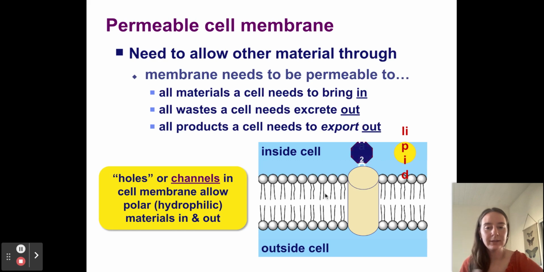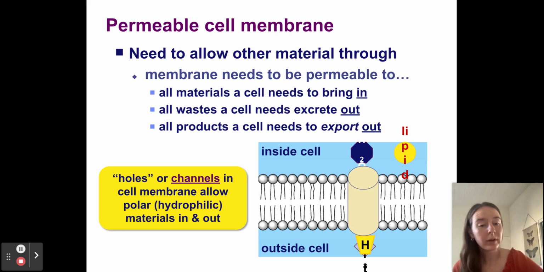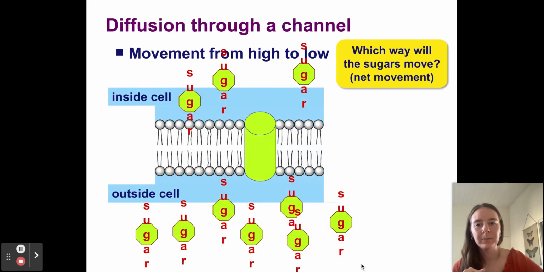Well, the membrane has these holes or channels that allow hydrophilic materials in and out. Remember how we talked about hydrophobic molecules can more easily get in and out because the inside of the membrane here is hydrophobic. So hydrophilic molecules need a channel, something to get in and out. I know it's kind of hard to see here, but this is a water molecule, or salts or glucose. These are hydrophilic molecules because they're polar, they have charged ends. And so there are these special channels that let them in and out.